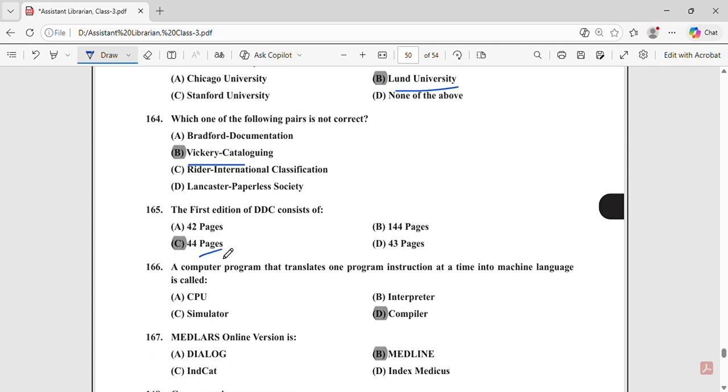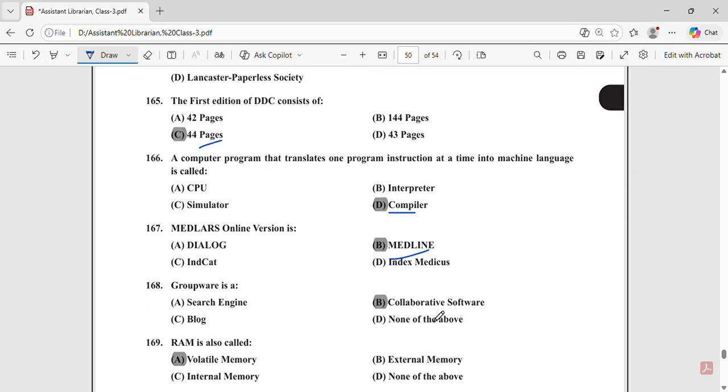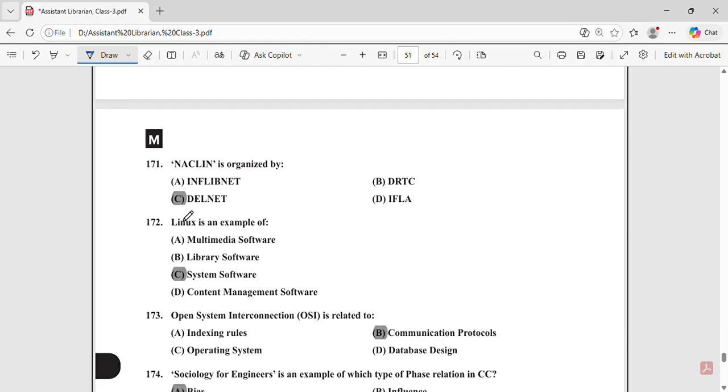Which one of the following is not correct? Vickery cataloging. The first edition of DDC consists of 44 pages. A computer program that translates one program instruction at a time into machine language is called the compiler. MEDLARS online version is Medline. Groupware is a collaborative software. RAM is also called volatile memory.